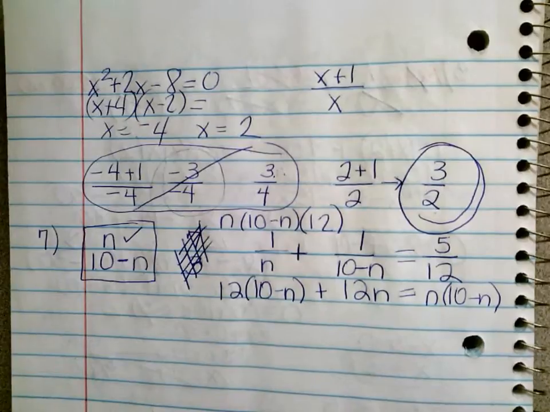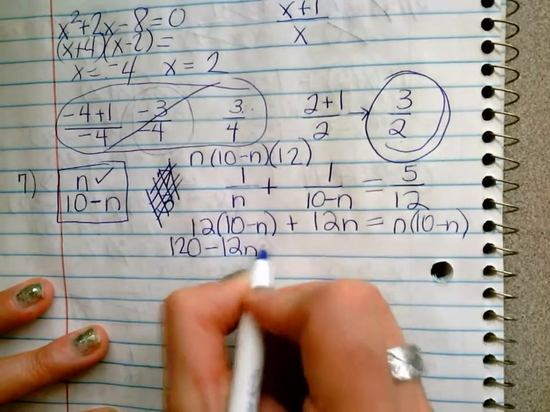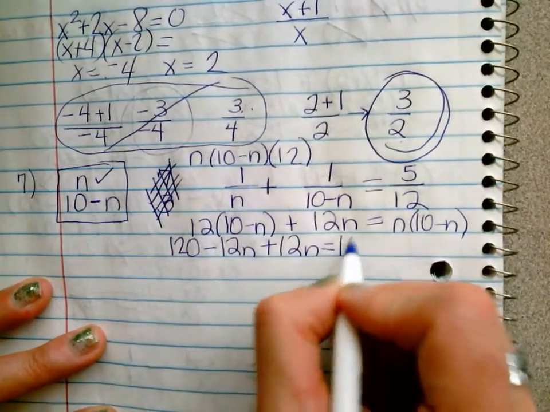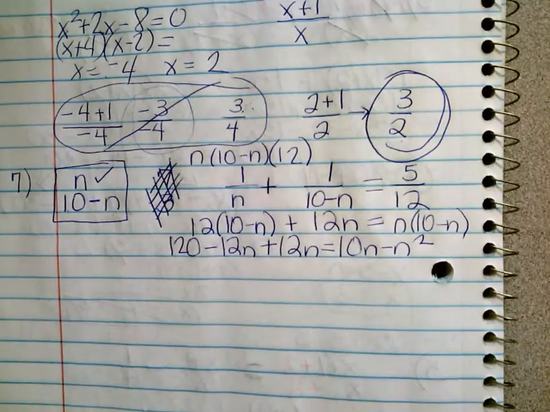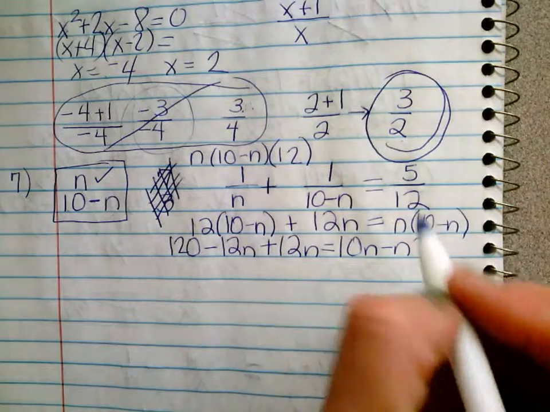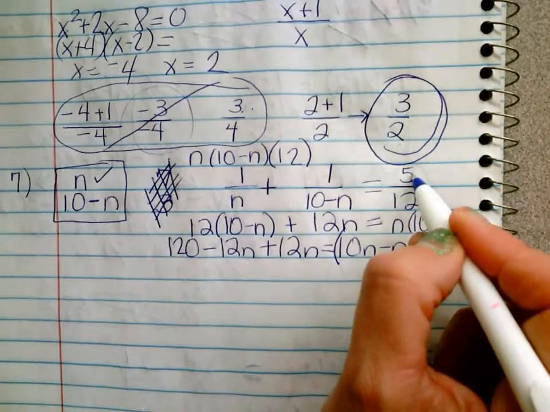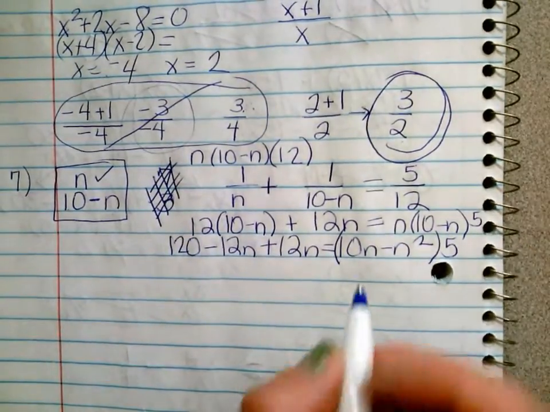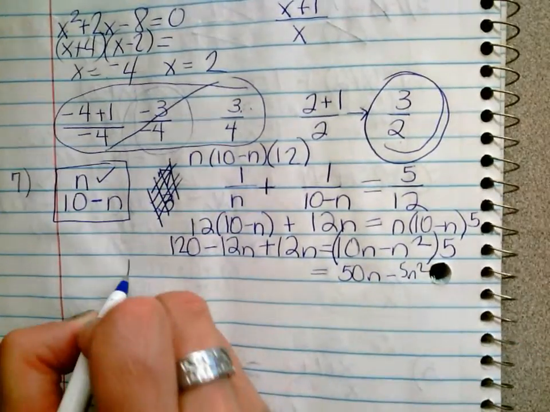Okay? So I just wrote what we were multiplying one time, but I went back and canceled in my mind. If you can do it that way, that's great. If you can't, that's fine too. So to finish it up, 120 minus 12n plus 12n equals 10n minus n squared, times 5. Forgot to multiply it by 5. So that leaves me 50n minus 5n squared equal to all this.